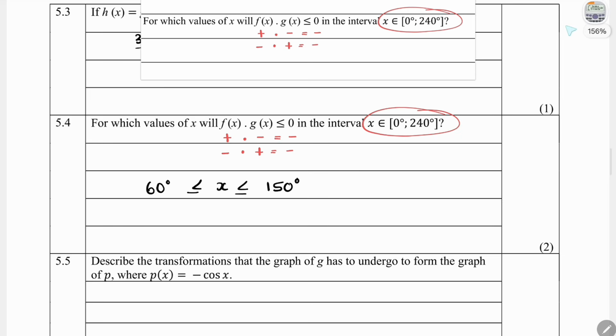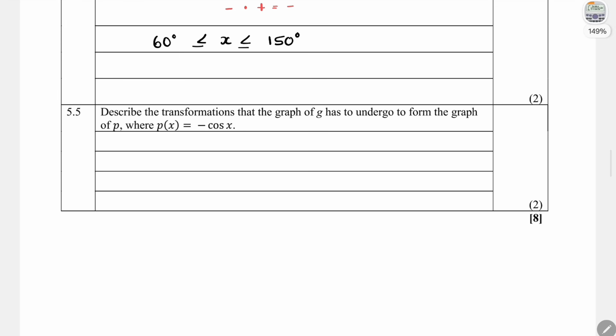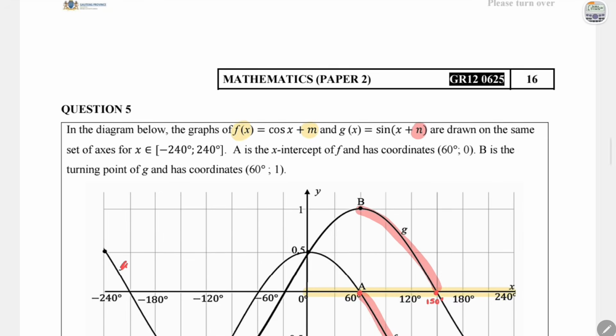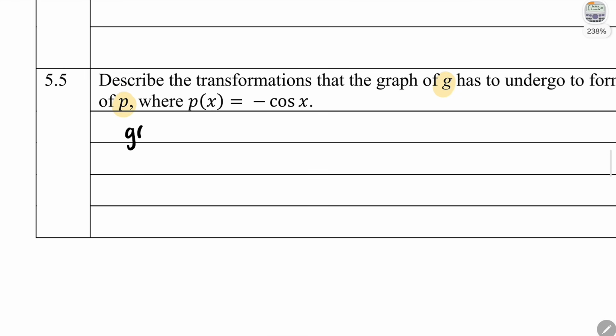Moving on to the next question. Question 5.5 says, describe the transformations that the graph of g has to undergo to form the graph of p, where p of x is equal to negative cos x. Okay, so it's a transformation from g to p. So let's see what g looked like again. The graph of g is the sine graph, okay? So n is 30 degrees. So we know that the graph of g is sine of x plus 30 degrees.